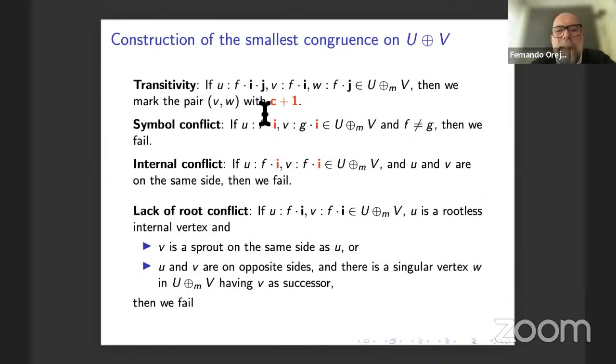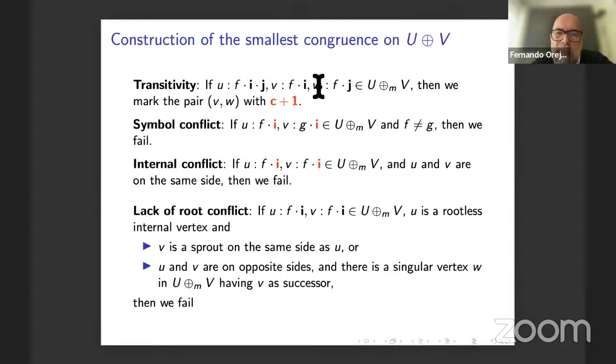Another rule is transitivity, which means that if a vertex U is labeled with marks I and J, and V has marks I and J, and W has mark J, then all three, U, V, and W, would be equivalent, congruent. And to make explicit that V and W are equivalent, congruent, we mark this pair with another mark that is C+1.